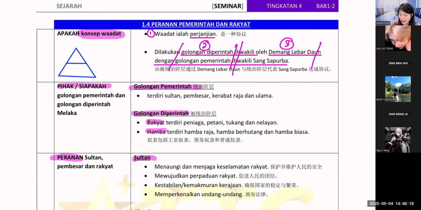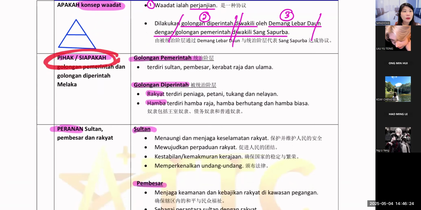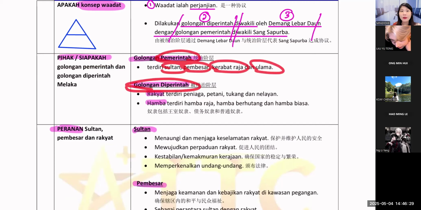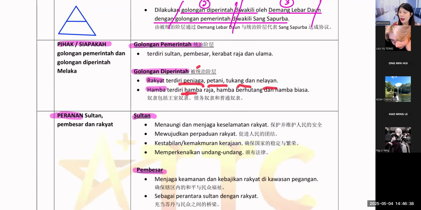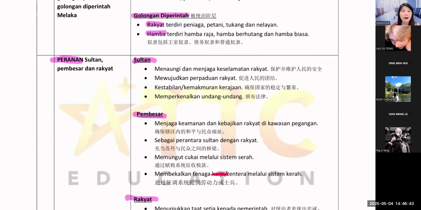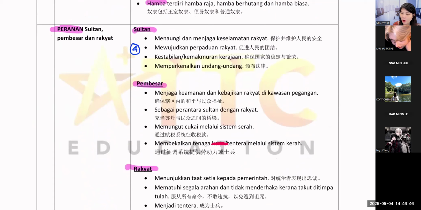Then they may actually directly tell you that, all right, according to our siapa? We have pemerintah got sultan, pembesar, kerabat raja, ulama. Golongan diperintah got rakyat and hamba. Of course, they also got peniaga, petani, tukang, nelayan, hamba raja, hamba berhutang, hamba biasa. But of course, they like to ask you peranan, no? So you must at least remember 4. Menaungi, menjaga keselamatan, mewujudkan perpaduan, kestabilan, and memperkenalkan undang-undang.